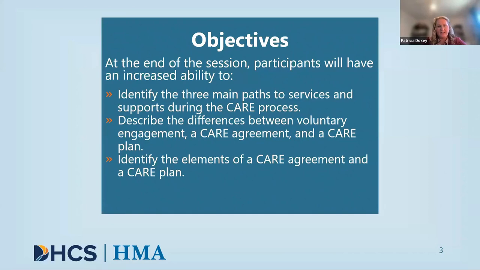Our goal is that by the end of this training, you will have an increased ability to identify the three main paths to services and supports during the care process, describe the differences between those three paths, so voluntary engagement, a care agreement, and a care plan, and identify some of the elements of a care agreement and care plan.